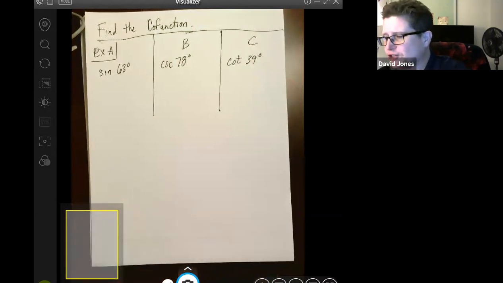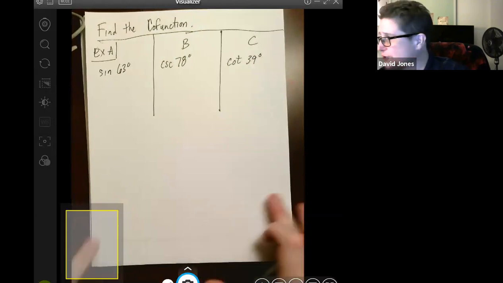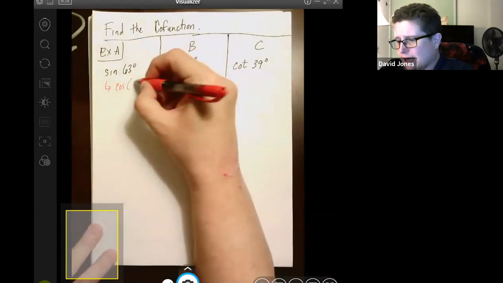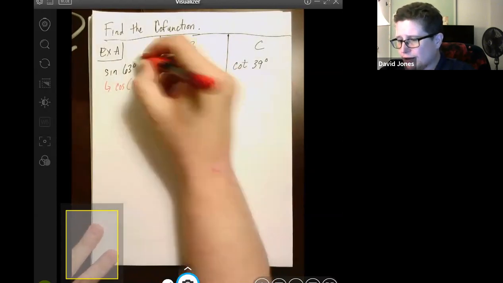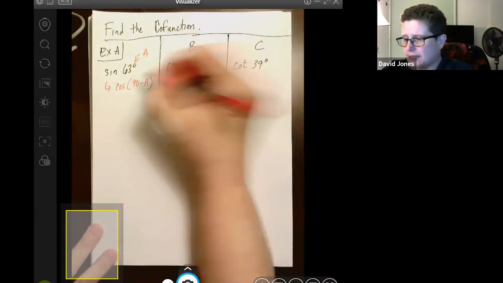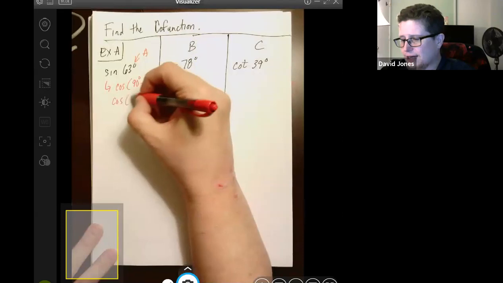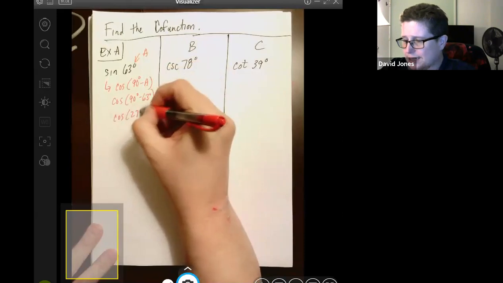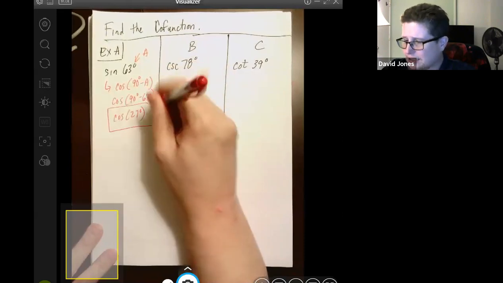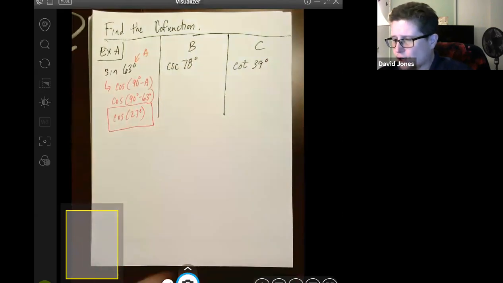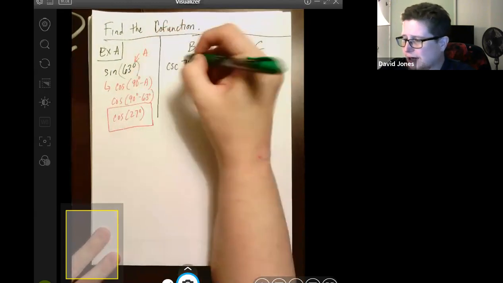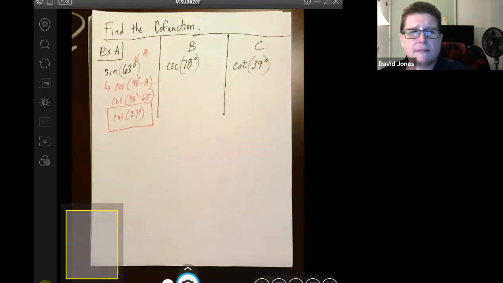Okay, so to find the cofunction angles, I'll do the first one, then I want you to pause it and do the others. The way to go about this is say this is cosine of 90 minus A, where this is A. So I've got cosine of 90 degrees minus 63 degrees. Cosine of 27 degrees is the cofunction. Notice I didn't put parentheses here. It's hit or miss whether people do. I'm going to do it now. Why don't you pause the video and try to figure out the other two?